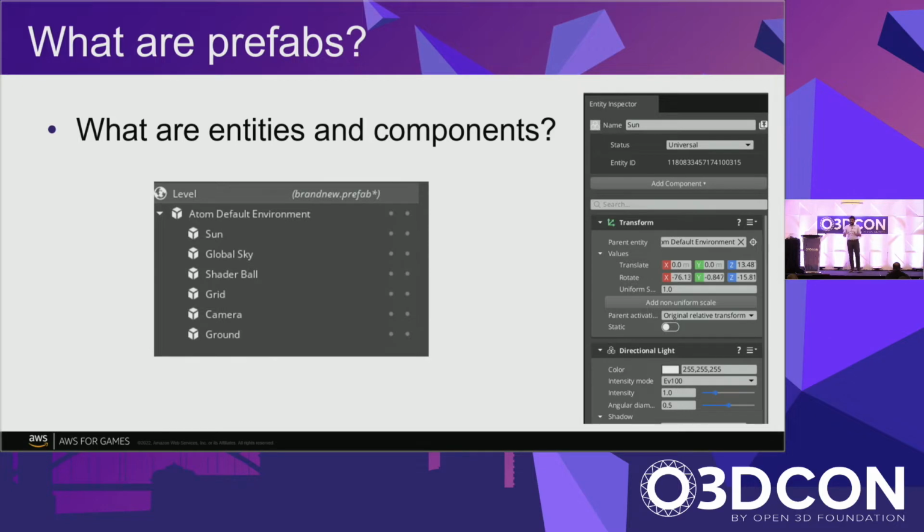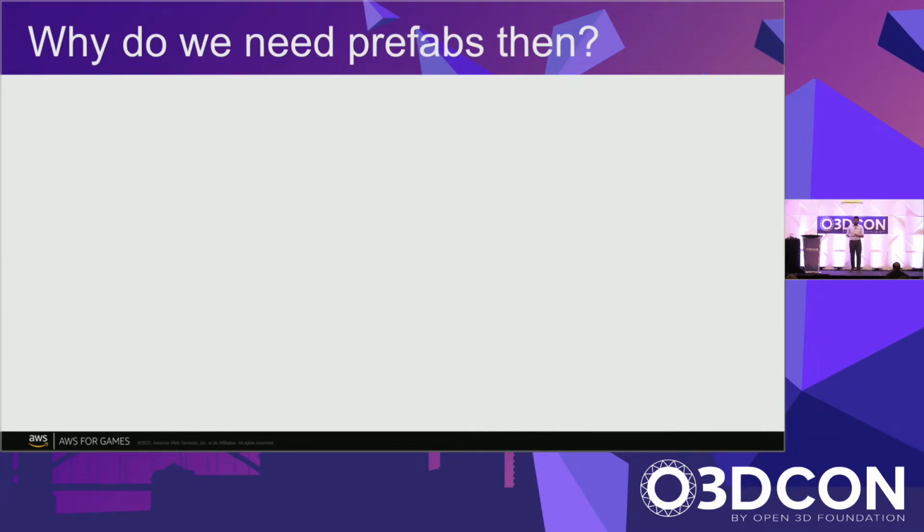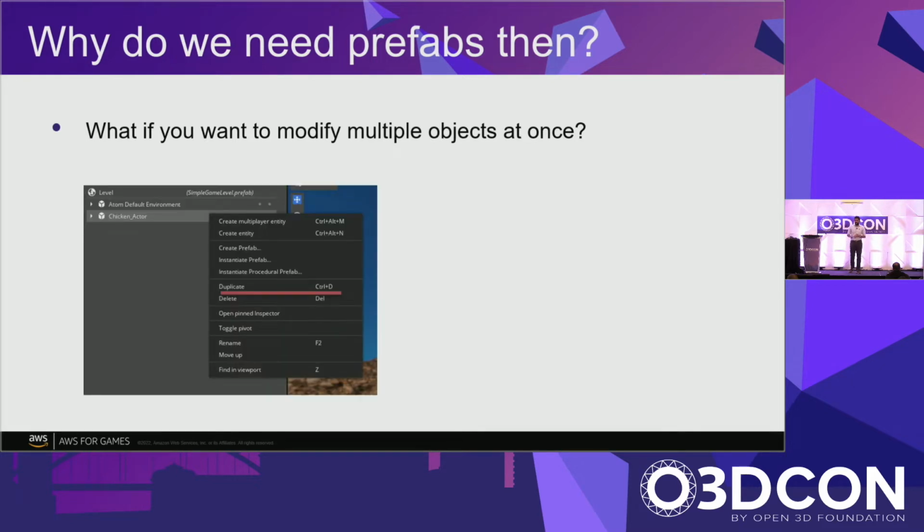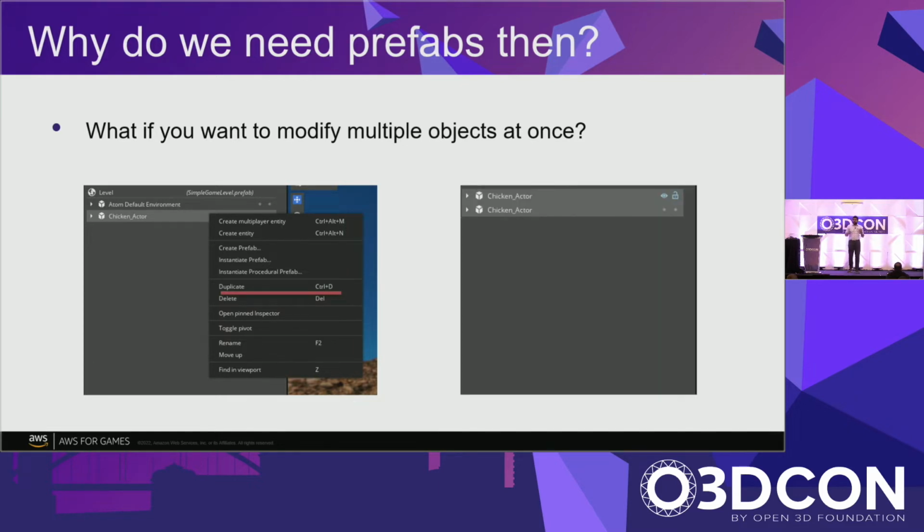These are good enough for you to start building your game logic, and you can actually build your game just with this. So if you can build your game just with this, why do we need prefabs then? Well, what if you want multiple objects or multiple entities at once in the editor? You might say, I saw this menu option called duplicate. I'll just duplicate my entity, and then I'll search for those entities that I want, select them at once and then modify them. So yes, you can do it this way.